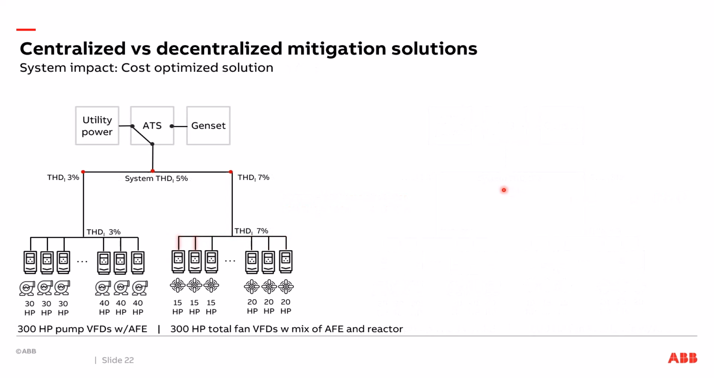If I was looking at a cost optimized solution, I might look at something more like this. I don't necessarily need to put active front end drives on everything. I might do it on some drives over here. And these over here, I might have a mix of drives with reactors and drives with active front ends. So maybe some of my 15 horsepowers would have reactors and my 20 horsepowers would be the ultra low harmonic active front end drives. So then at the end of the day, it all averages out to 5%.